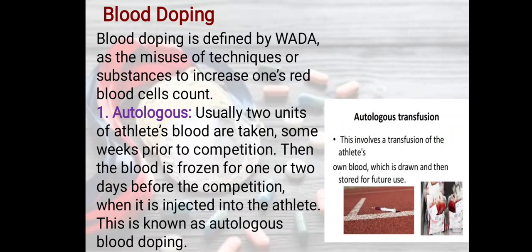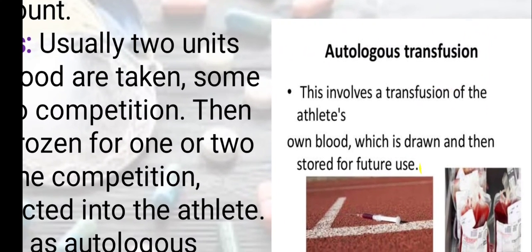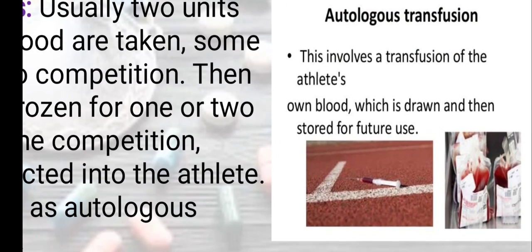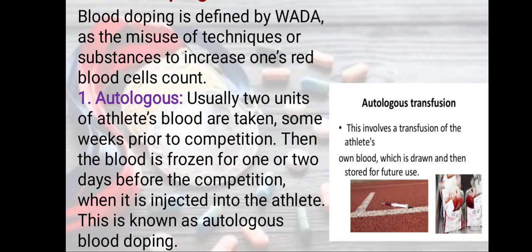Here you can see autologous transfusion. This involves the transfusion of the athlete's own blood, which is drawn and stored for future use. Afterwards, when it is required, 1 or 2 days before the competition, it is injected. Usually 2 units of the athlete's blood are taken some weeks prior to the competition. Then the blood is frozen until 1 to 2 days before the competition. When it is injected into the athlete, this is known as autologous blood doping.